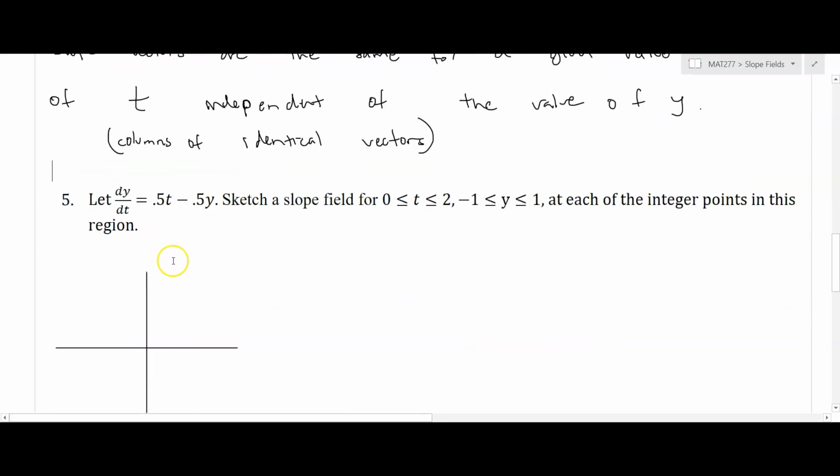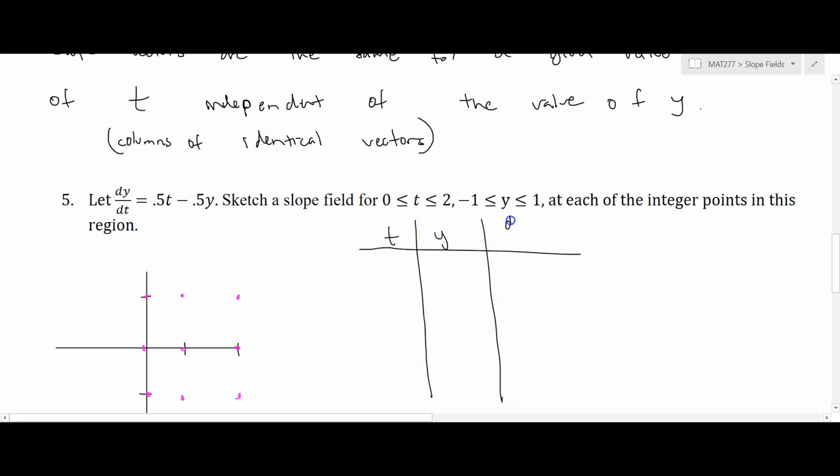All right, let's look at one now that has both t and y in it, and the coefficients being non-zero. Again, we look at these slopes for t between 0 and 2 and y between negative 1 and 1. Now here we do have to plot vectors at each of those 9 points and look at them independently, because anytime we change t or y, we're going to change the value of the slope. So here I'm going to write out this entire table, and it's going to be the difference between half of t and half of y.